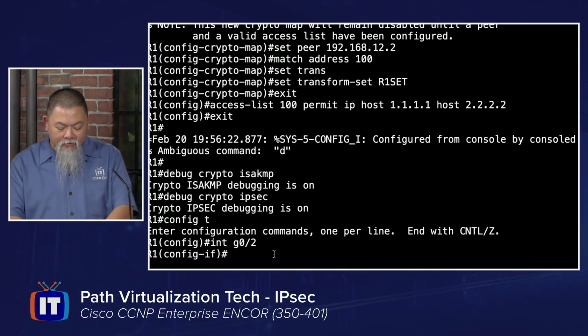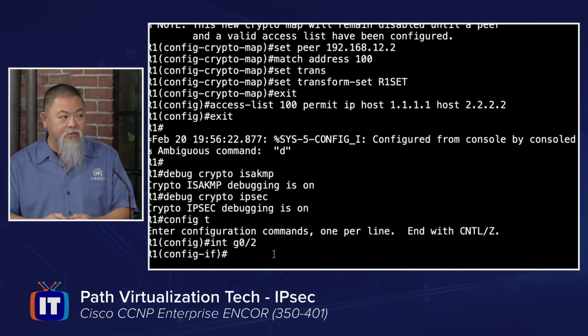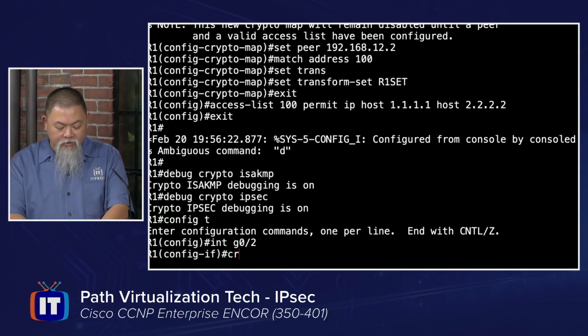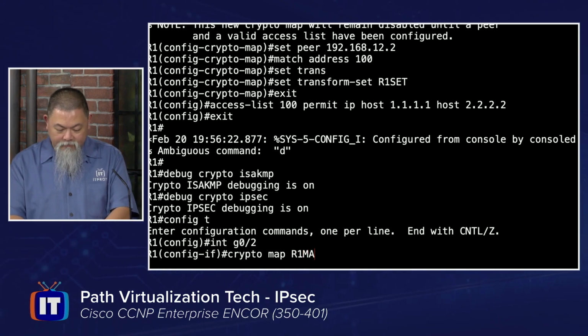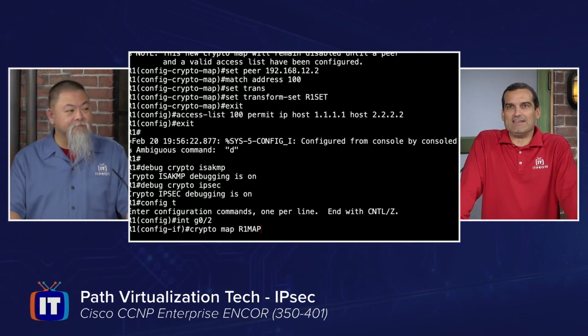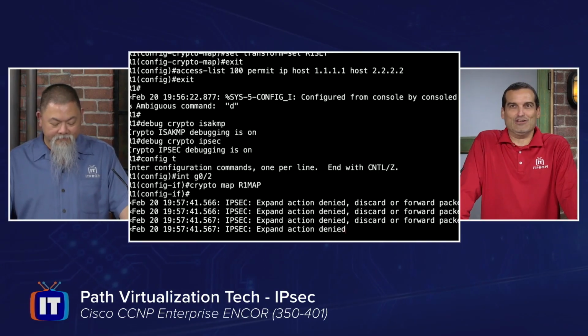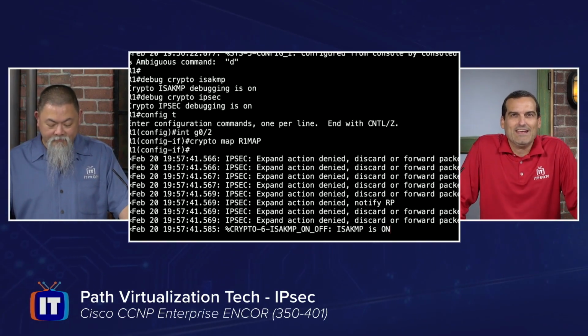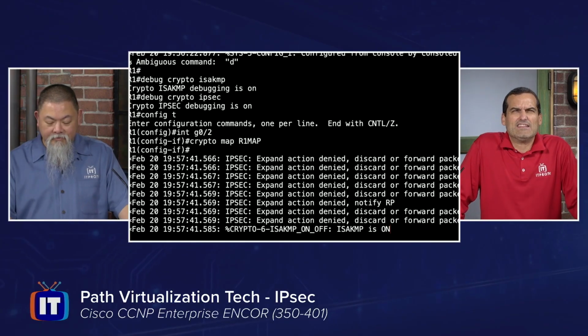Now, once we're on the interface, Anthony, what I need to do is actually attach the map that I just created to the interface. So this should be crypto, and then map, and then I make sure I do R1 map. And you don't even have to look back for the name because you use that naming convention. And so you know what that name's going to be. And look at that.